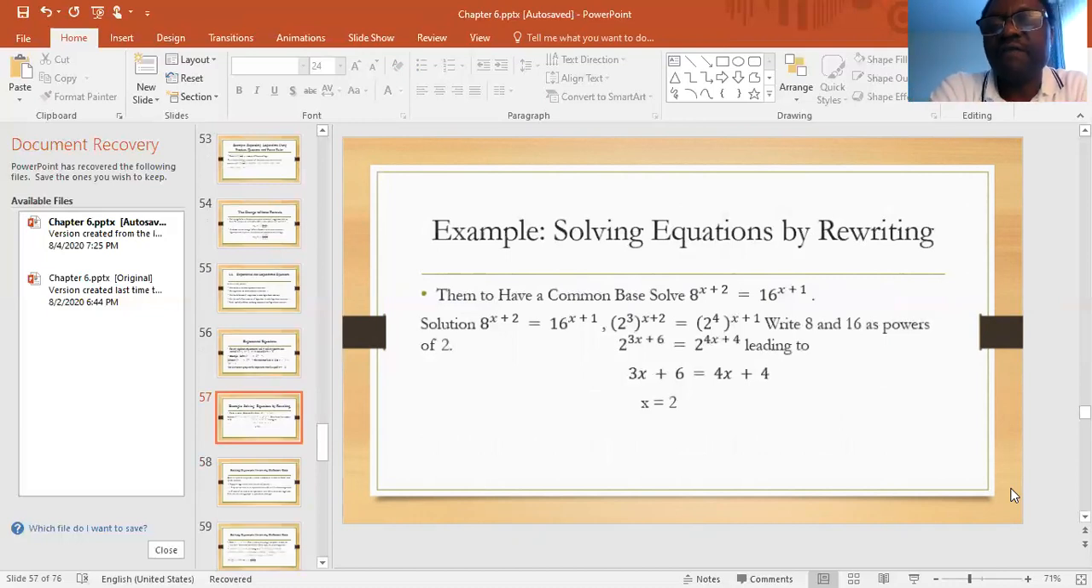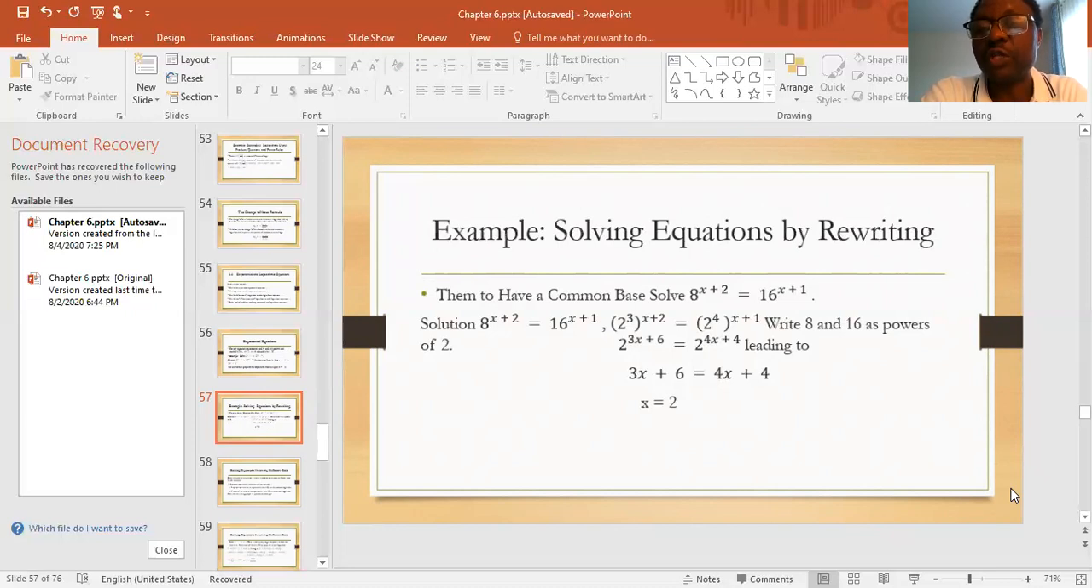Here we have an equation which seems not to be from the same base. We have 8 raised to the power x plus 2 and 16 raised to the power x plus 1. We can easily identify that we can transform them into a common base, which could be base 2. So 8 is 2 raised to the power 3, and 16 is 2 raised to the power 4.